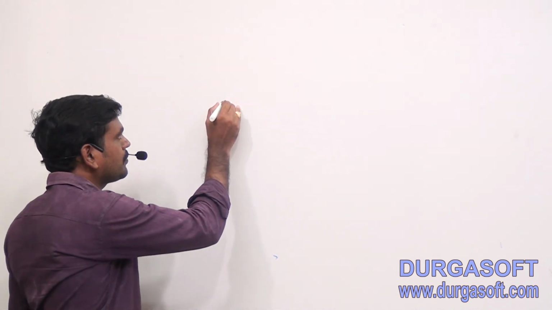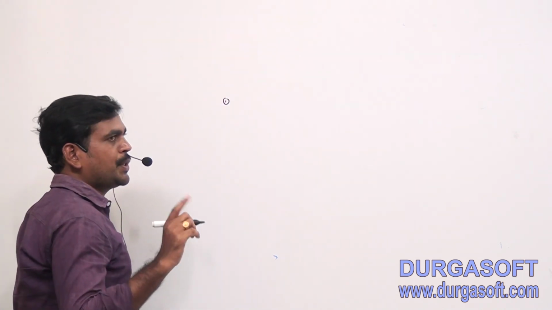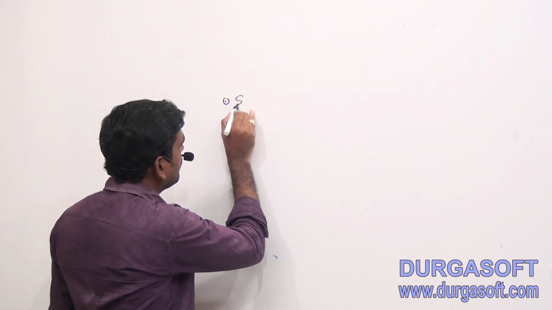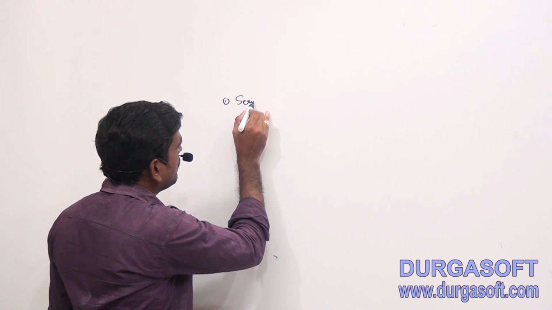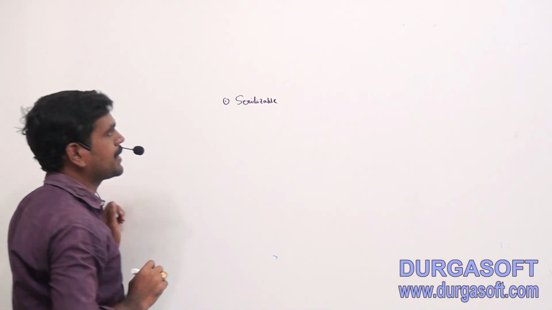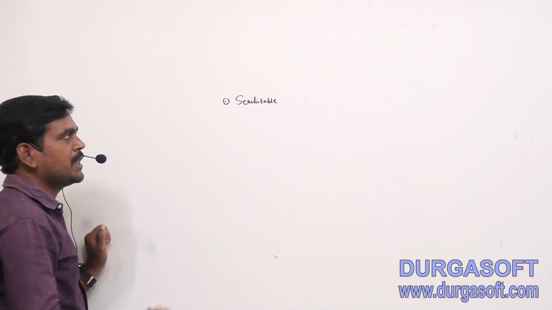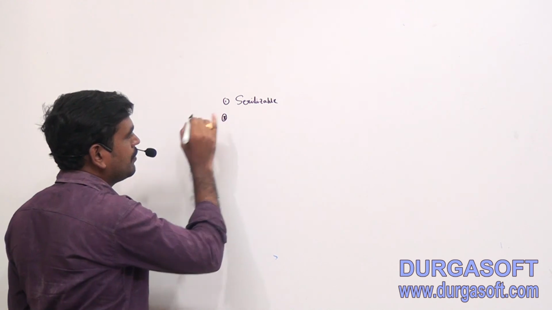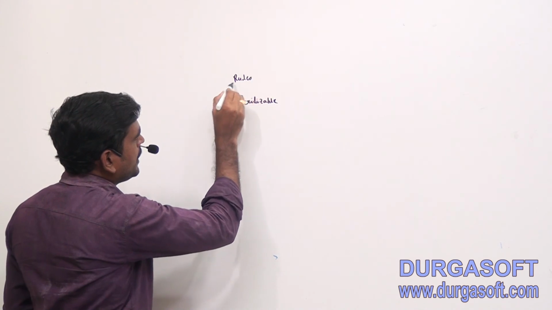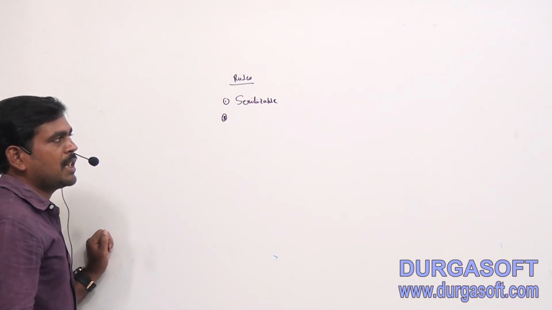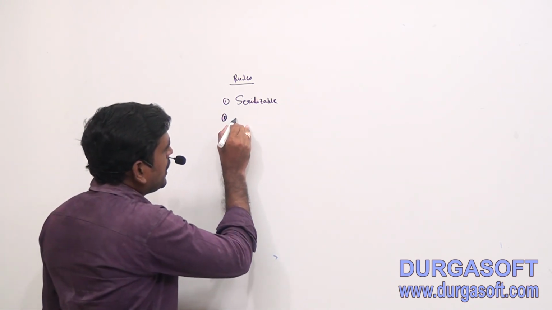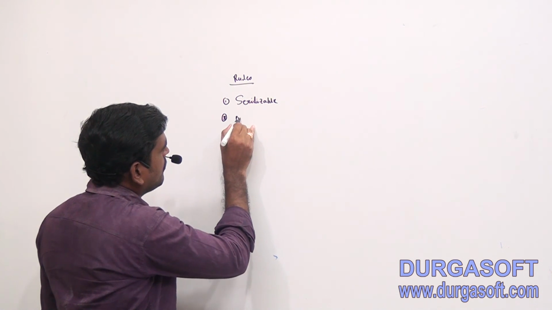Number one, that POJO class must and should implement the Serializable interface. These are all the rules. While designing that POJO class, that class must and should implement the Serializable interface. Number two, that POJO class must and should be a public class.